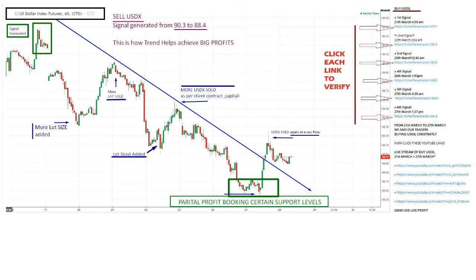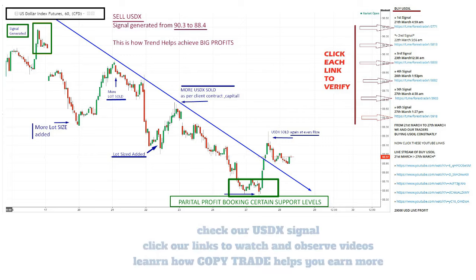So sir, as you can see, our USDX sell signal right from 90.3 to 88.4 almost. So you can see this is the benefit of trend, that when it is in one trend, you get profit from each and every rise and dip. We will keep adding the positions and you will keep earning the profit.